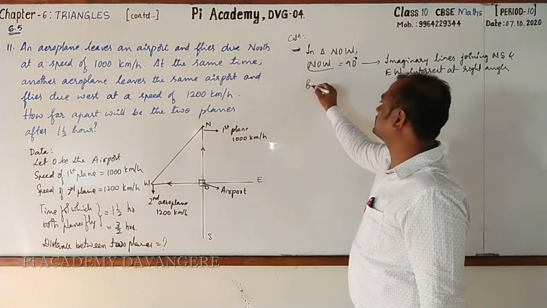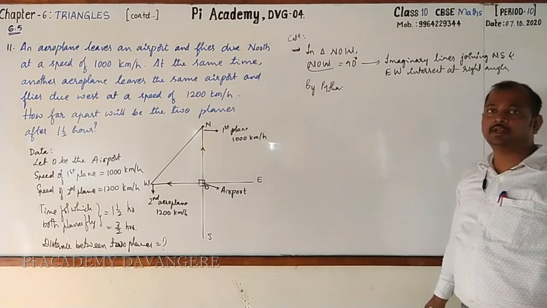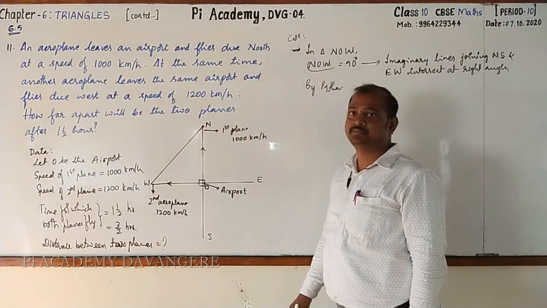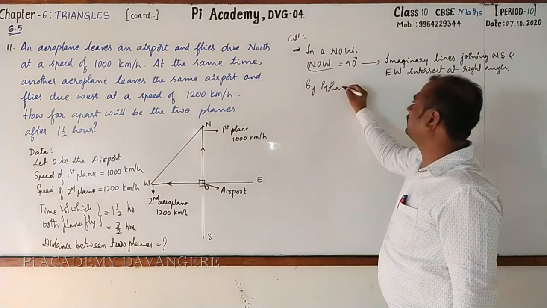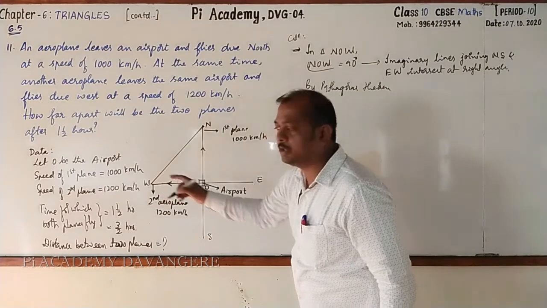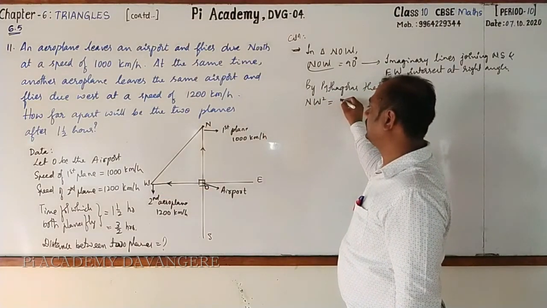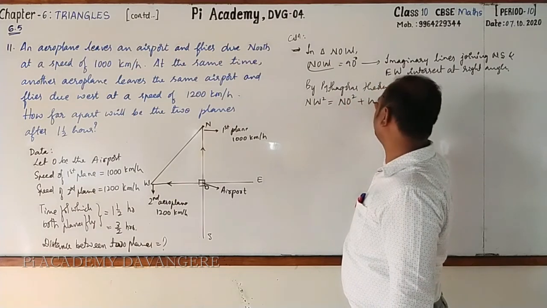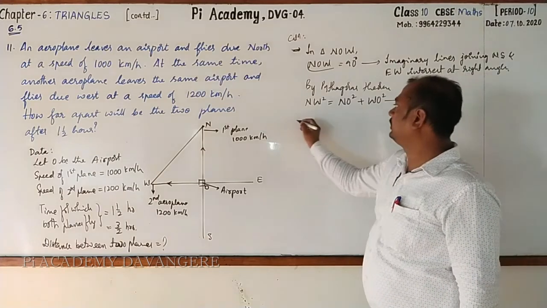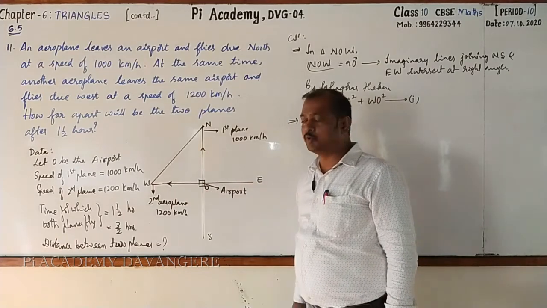Use Pythagoras theorem. By Pythagoras theorem, can we go for using it directly? No. Before that, first we have to find out the distance. Okay, anyway, we have already written. By Pythagoras theorem, we can write NW square is equal to NO square plus WO square. Both are unknown. I may call this statement 1. First, let us find out NO as well as WO.